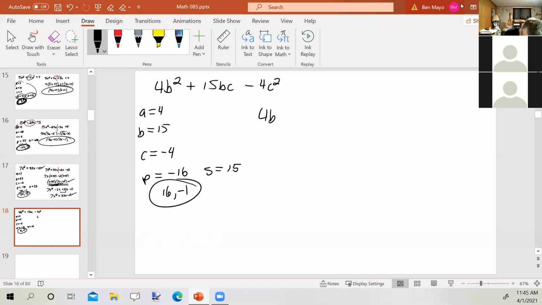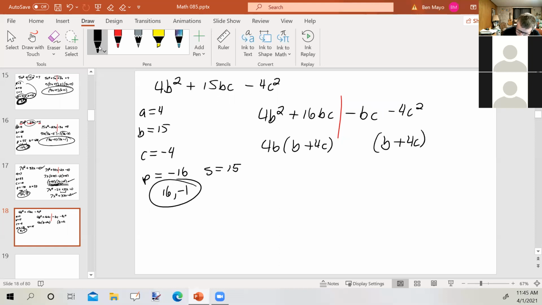So we get 4b squared plus 16bc minus 1bc minus 4c squared. Factor by grouping. The greatest common factor of the first two terms is 4b, with b plus 4c left over. Then b plus 4c left over, minus c out front. That gives me minus bc and minus 4c squared, so that works. Take out the greatest common factor and the leftovers follow.